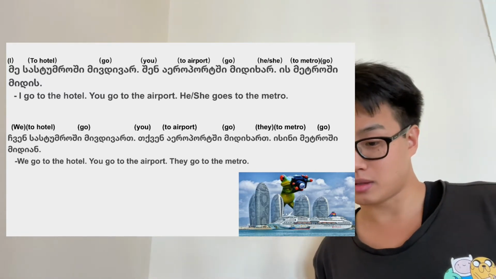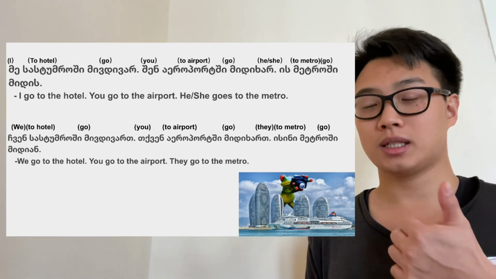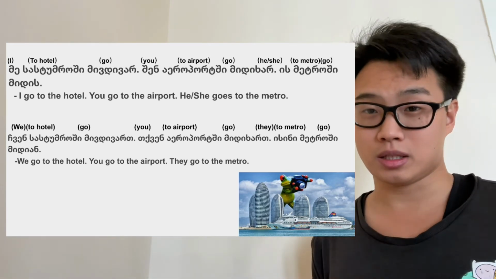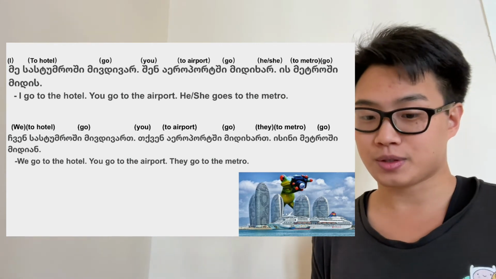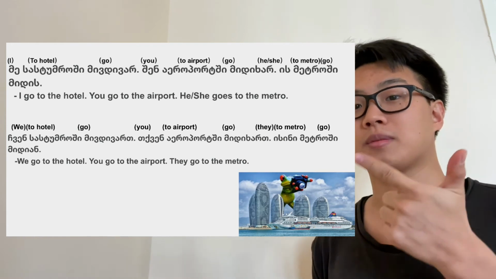And the last example, they go to the metro. Isini metroshi midian. And that's it. So mivdivar, midihar, midis, mivdivart, midihart, midian.